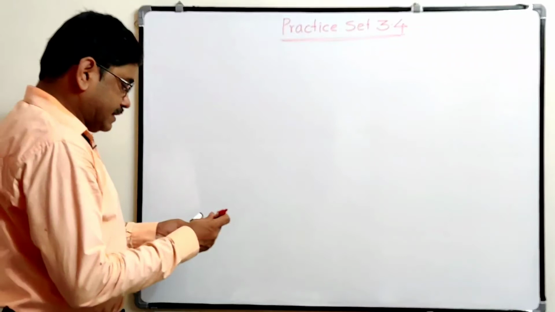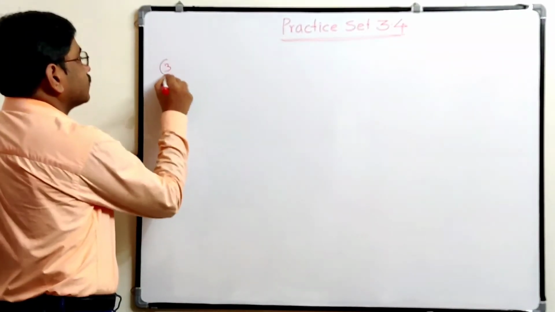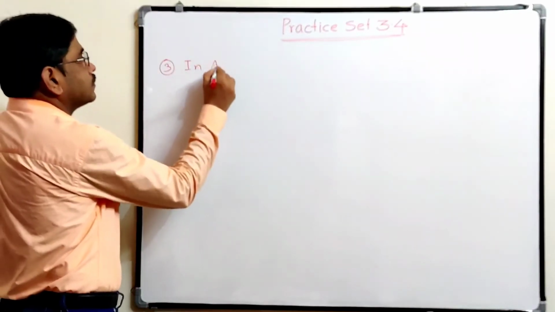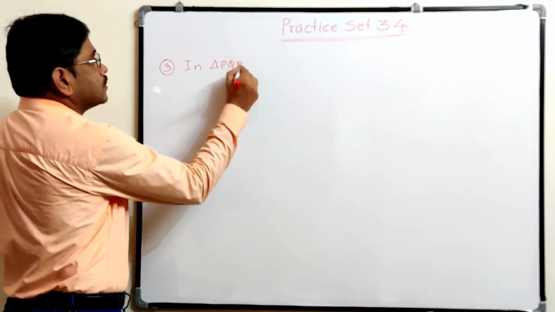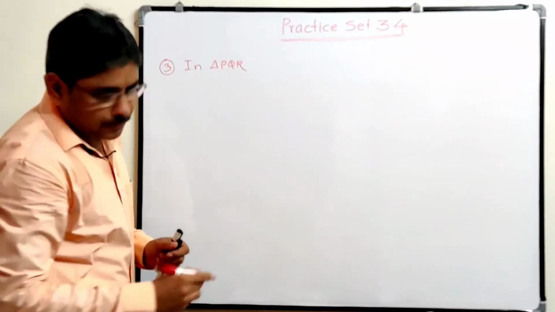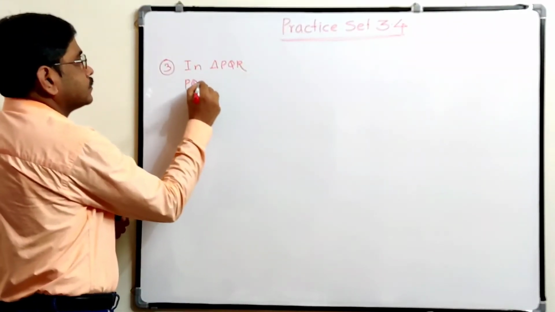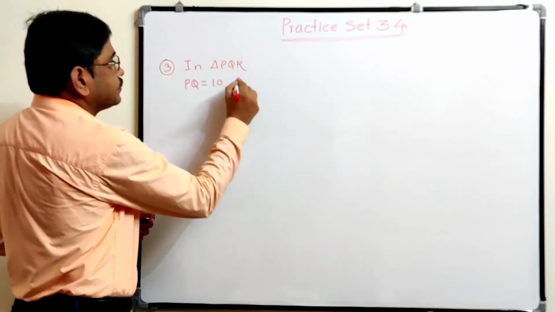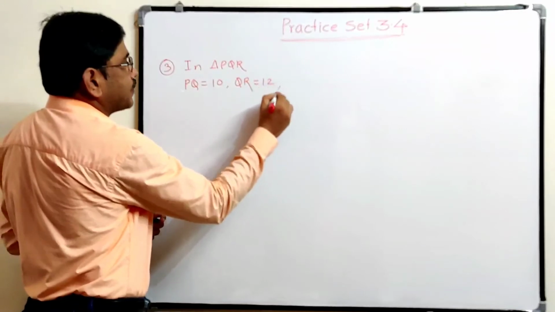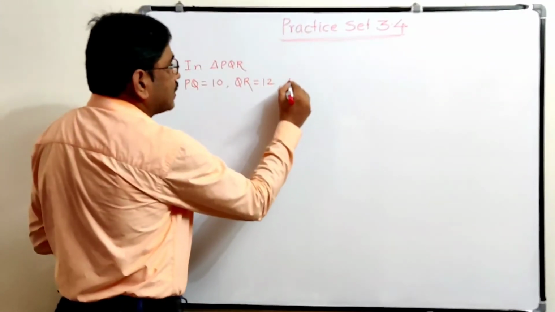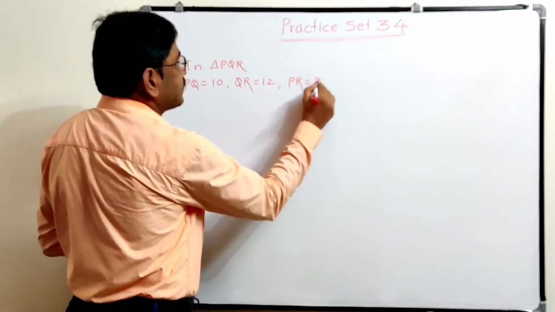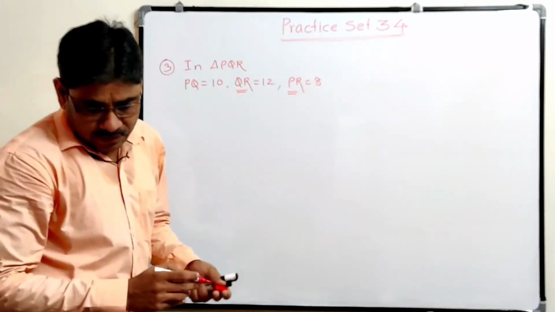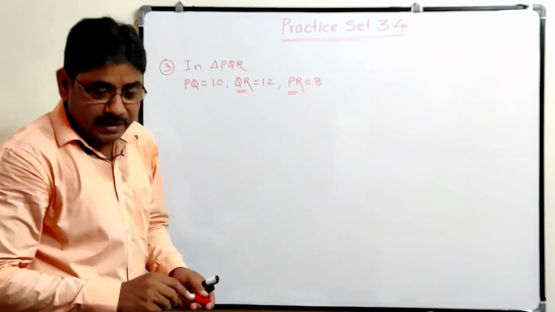In third sum what is given? In triangle PQR, length of some sides are given. PQ is equal to 10, QR 12, and PR is 8. So which one is the largest side? QR, and smallest one is 8. Then find out the greatest and smallest angle of the triangle.